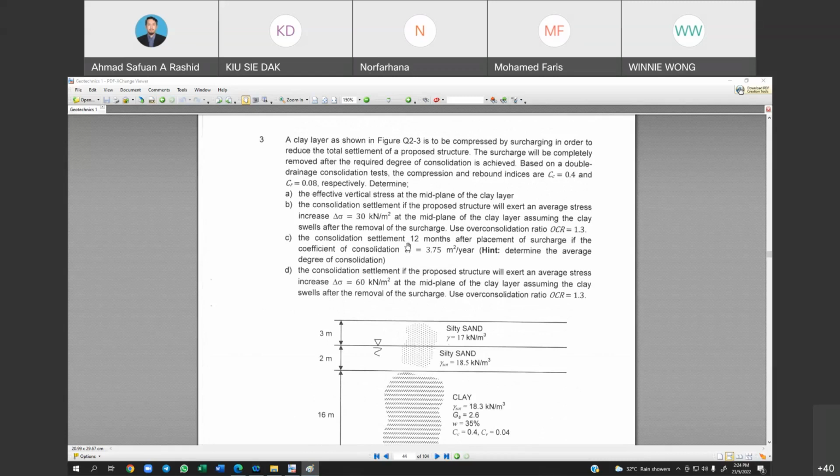Now we look at question C. The consolidation settlement 12 months after placement of surcharge, if the coefficient of consolidation is equal to 3.75 meter square per year. So we determine the average degree of consolidation. The question is, what will be the settlement after 12 months after placement of surcharge?